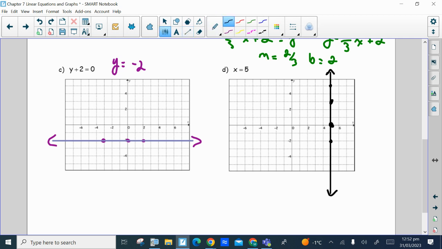And again, we put arrows on the end because a line always goes in the same direction forever. That's what a line is. It has a constant slope.